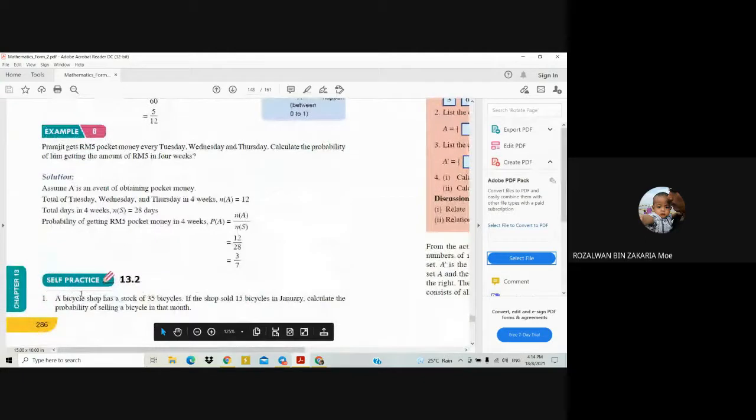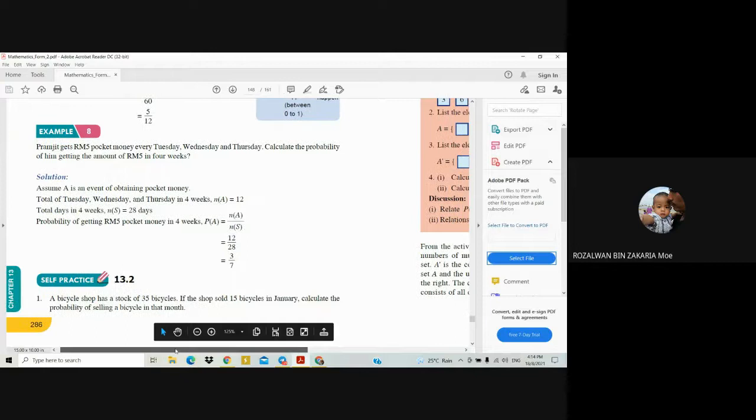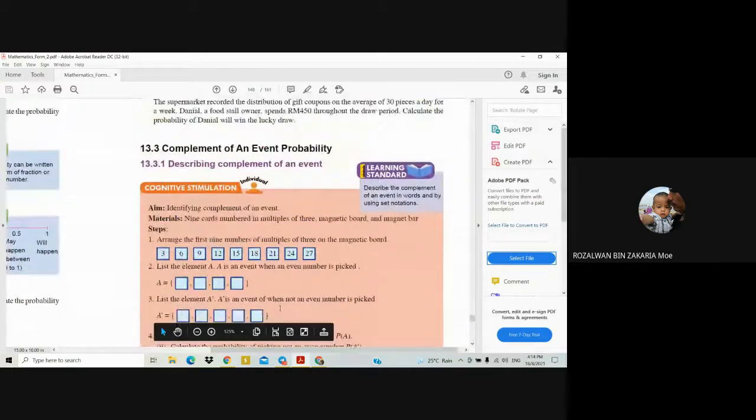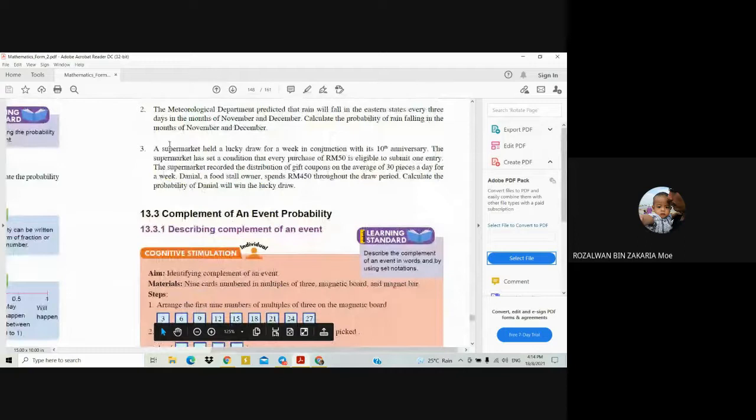Okay, I want you to answer self-practice 13.2. Please answer self-practice 13.2, question number 1, question number 2, and also question number 3. Okay, please answer these 3 questions in your math exercise book. You can use either maths 1 or maths 2 or maths 3. After you finish this exercise, please submit the answer to me. You can snap pictures of your homework, then submit to me through Telegram.